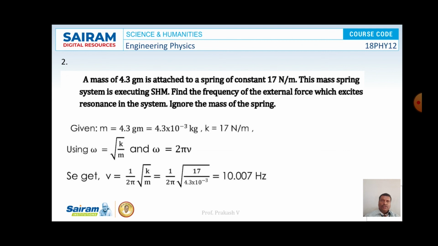So using the equation omega is equal to square root of k by m and omega is equal to 2 pi nu, the value of nu is equal to 1 by 2 pi into square root of k by m, which is equal to 1 by 2 pi into square root of 17 by 4.3 into 10 to the power minus 3. On simplification, the value of nu is equal to 10.007 Hertz.